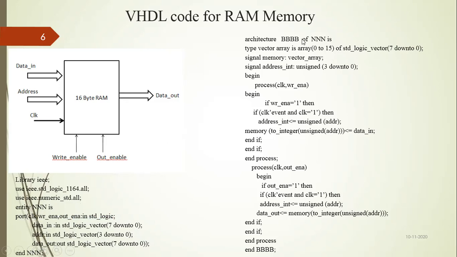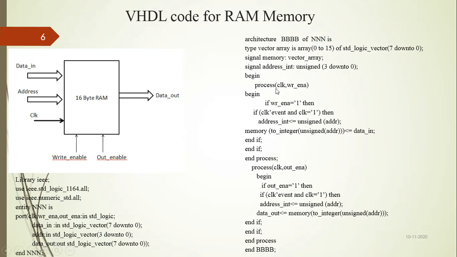Then architecture, name of architecture of entity name is. In the architecture, type vector array is array 0 to 15 of std_logic_vector 7 down to 0. The meaning of this line is that vector array is an array. In this array, each location contains 8-bit data, from 0 to 15. The total is 16 byte storage capacity. Next line is signal memory, data type is vector array. After that, next line: signal address int, unsigned 3 down to 0.